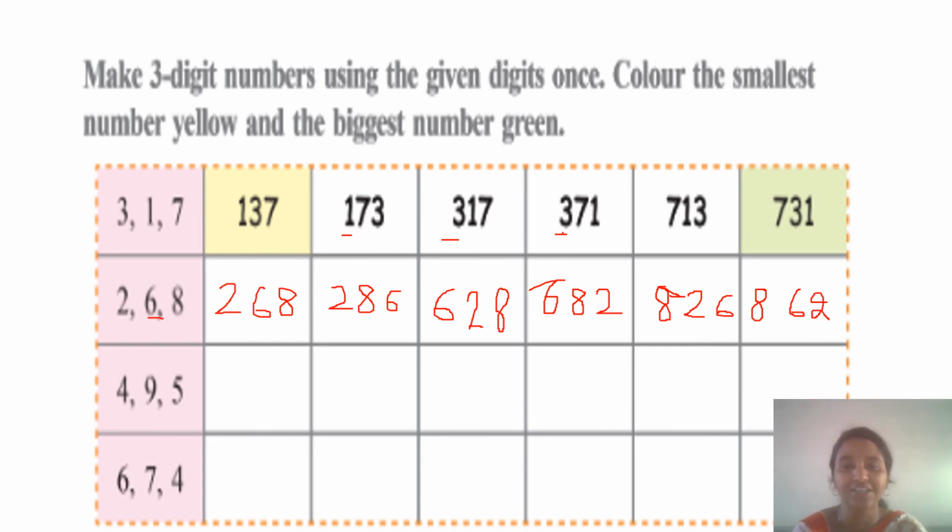After writing like this, what should I do? Color the smallest number with yellow, right? So see, I am coloring my smallest number. What is the smallest number in this? 268. I am coloring that with yellow. And you have to color your largest number with green, so I am coloring my largest number with green color. You should do this and submit it to me.